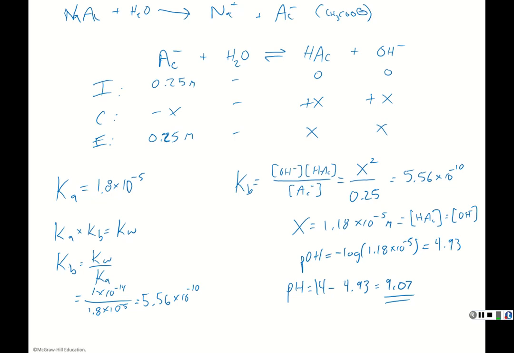Does that make sense? Well, yeah, because we're adding acetate, which is acting like a base, so the pH should be greater than 7.